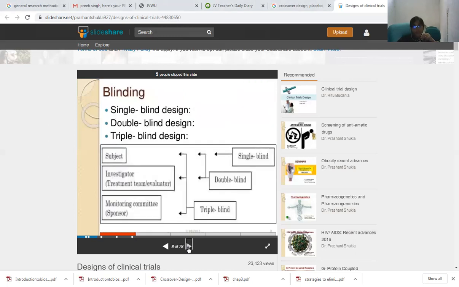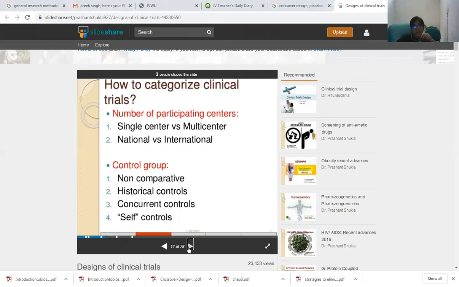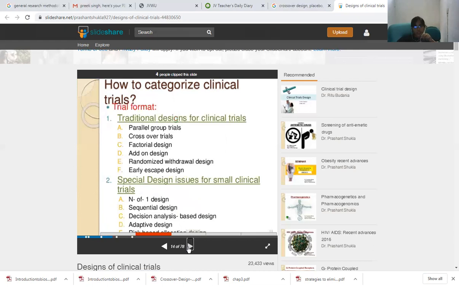So the blinding: single blind design, double blind design, and triple blind. First one is subject, investigator and monitoring committee, and single blind, double blind, and triple. So how to categorize clinical trial? Number of participating centers, single center versus multi-center, national versus international, and control group: non-comparative and historical controls, and concurrent control and self-control.